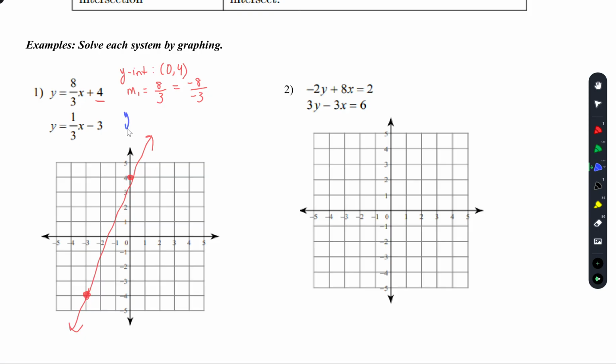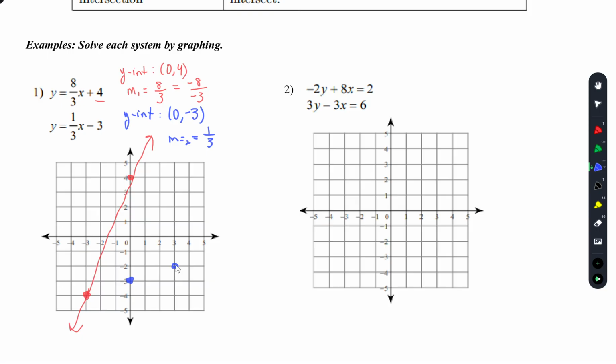So, your y-intercept is going to be, what would be my y-intercept on this one? Rico, what's your y-intercept on this one? 0, -3. So you're going to graph that point, 0, -3. And then same thing with your slope. Figure out your second slope, which is the number in front of x, 1/3. So then from that point, you're going to go up 1 to the right 3. So up 1 to the right 3.